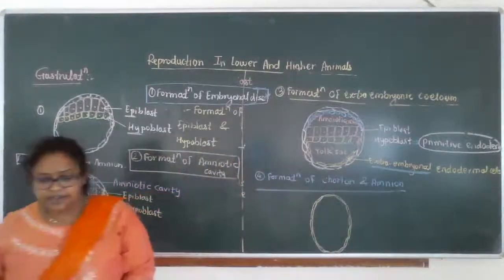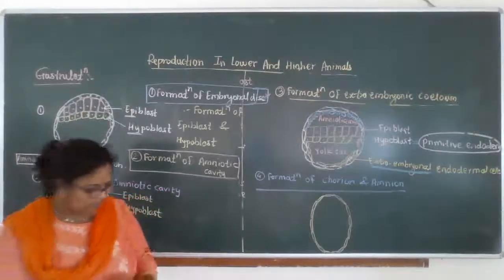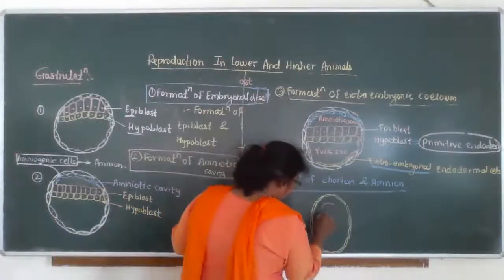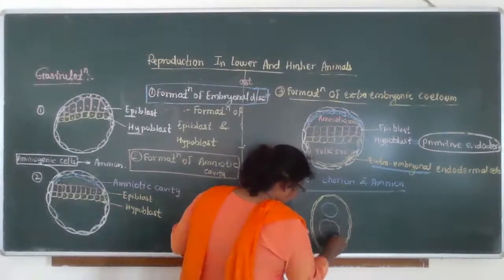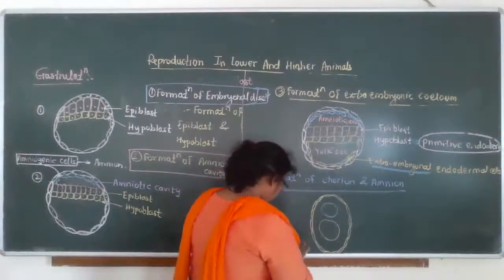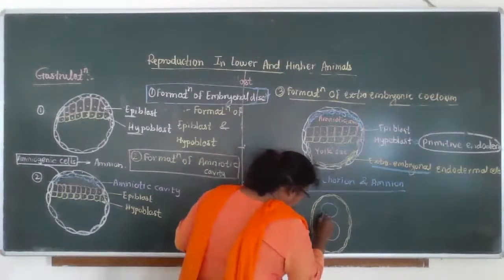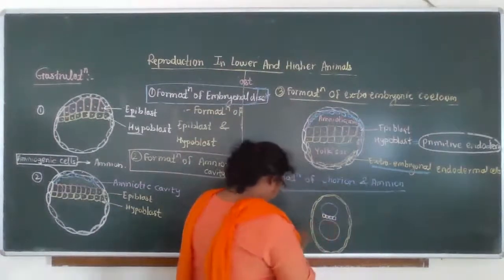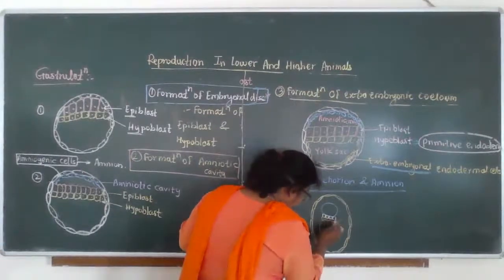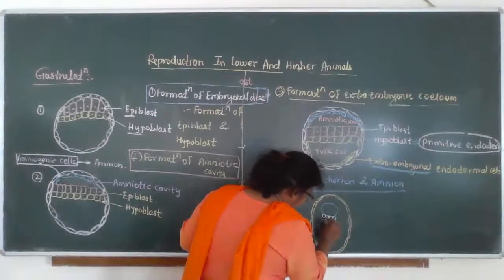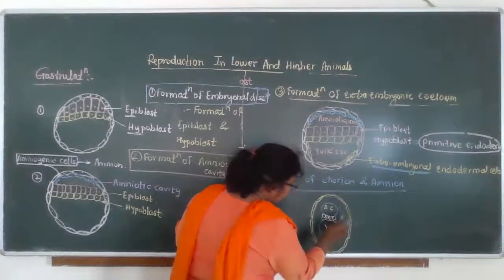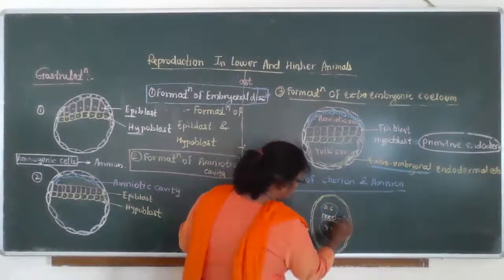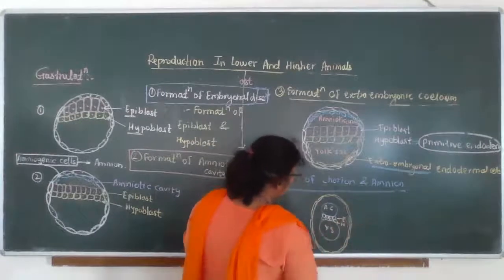The upper cavity will be the amniotic cavity. Here will be the yolk sac. And here we will have epiblast cells and another type of cell called hypoblast cells. These two types of cells will be here: the amniotic cavity, the yolk sac, and these are the epiblast cells and these are the hypoblast cells.